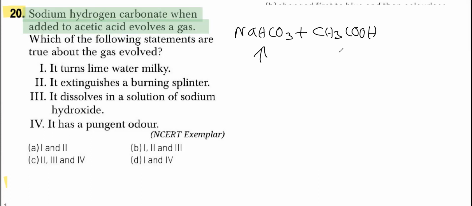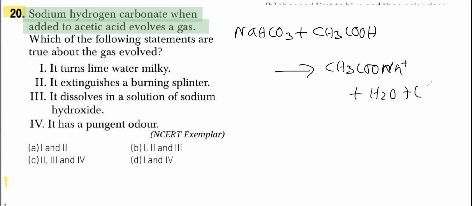The general reaction is this: whenever a metal carbonate or a metal bicarbonate reacts with an acid, it gives three compounds. These are salt, the salt here being CH3COONa, sodium acetate, plus water, and carbon dioxide gas is released. The gas released is carbon dioxide in this case. Now let's read the answer options.